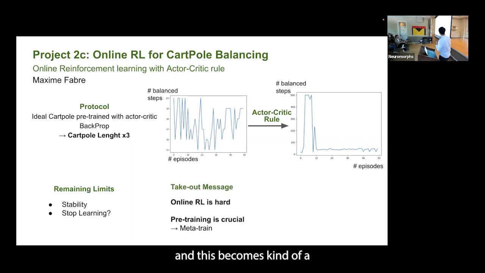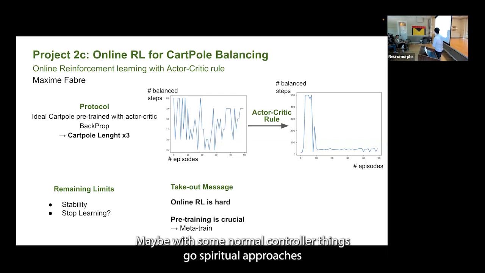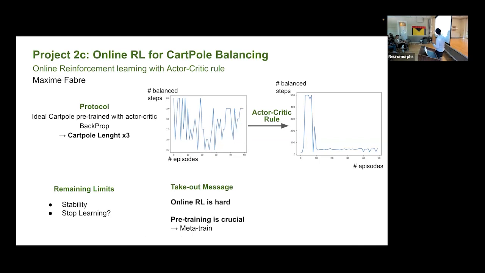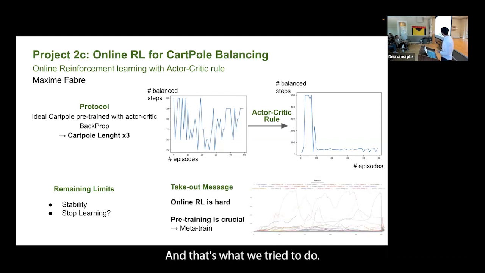And yeah, just to conclude, the takeaway is that online reinforcement learning is hard. It works better also to pre-train, maybe with some normal controller things, go towards hierarchical approaches, and maybe with more pre-training it could do something better. And I just wanted to show at the end I tried to do some meta-training on top of it, so pre-train considering that we would have this online adaptation, and it's not fully conclusive yet. Something I want to keep exploring.